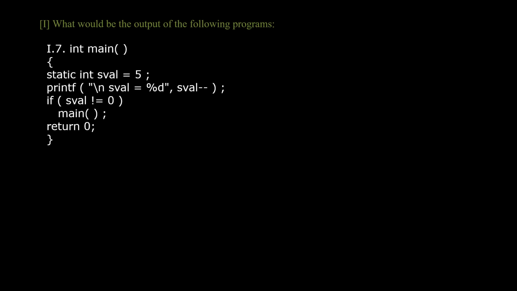So sval will print 5 first, and then 4, 3, 2, 1, and when it prints 1, after the printf value would have become 0 because of sval minus minus. So it will not call main again and it will return. So the output should be 5, 4, 3, 2, 1.